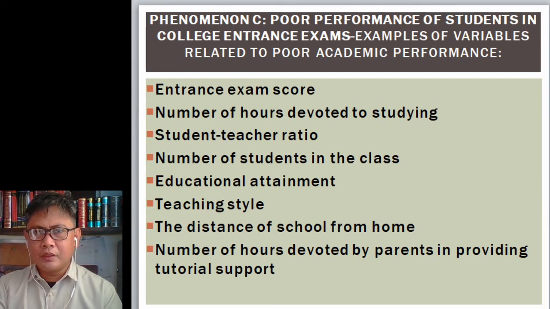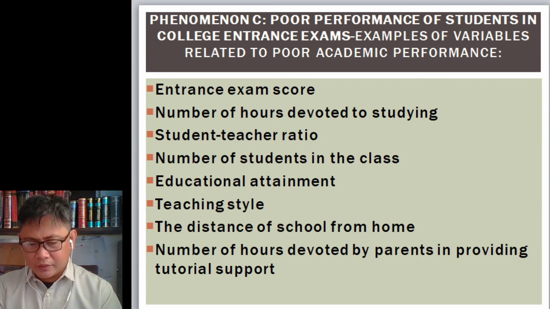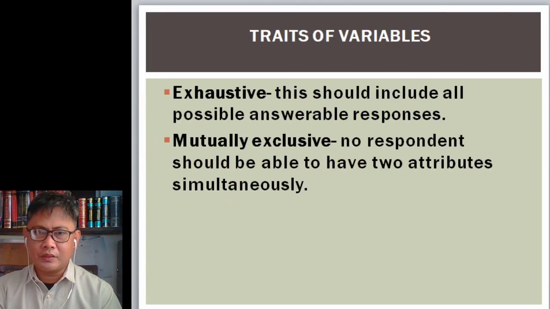It can be the student-teacher ratio, which affects the poor performance of students in the college entrance examination, which is the dependent variable. Also, the educational attainment of the teacher may be an independent variable that affects the poor performance of the student, particularly in taking the college entrance test. The teaching style as well is an independent variable that affects the performance of the students. Those are the examples of the variables in this study.